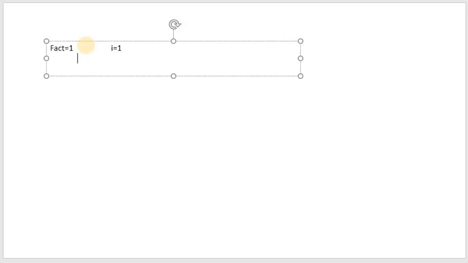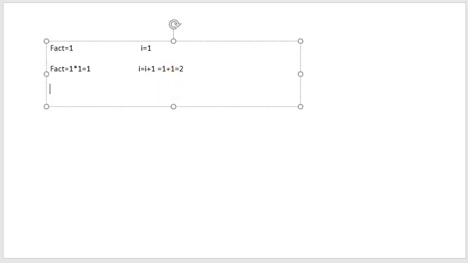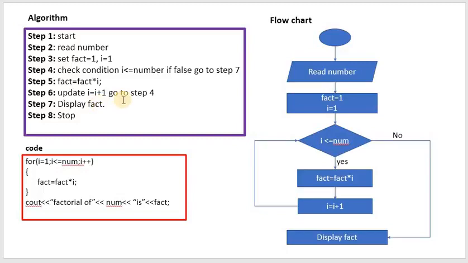So fact is equal to 1 into 1, that is equal to 1, right? Before, I was 1, and now in the first iteration it became I is equal to I plus 1, that is 1 plus 1 equal to 2, right? Now we go with the second one. Update I and go to step 4.